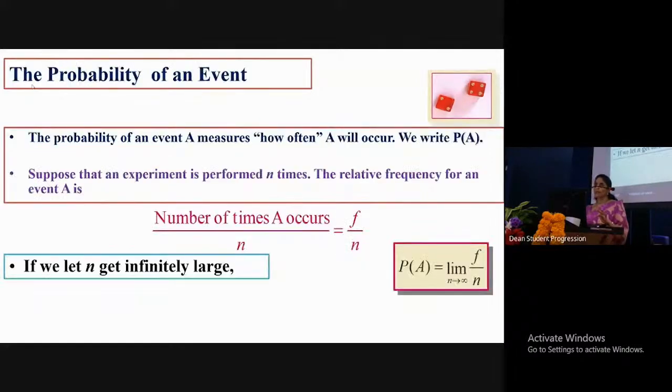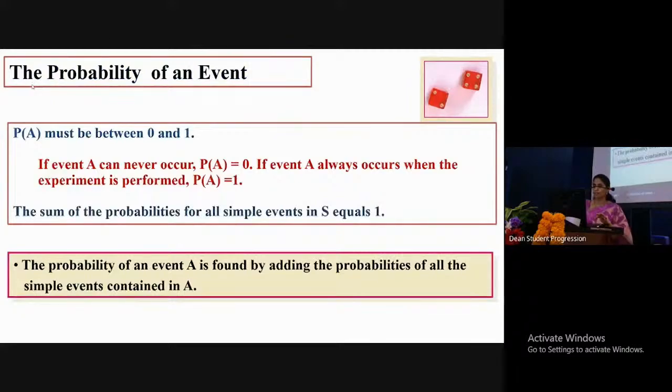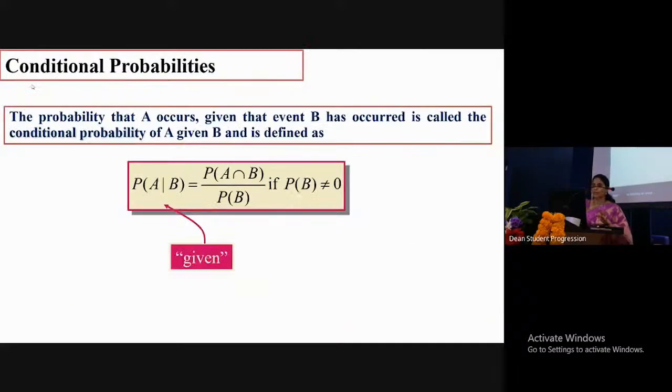Okay, so now what is the probability? How do you calculate your probability? The number of times your A occurs divided by the total number of times you perform that experiment. This you all know. Always your probability will be between 0 and 1. It occurs or does not occur. Okay, so one conditional probability, this is very important because your naive Bayes is totally based on your conditional probability.